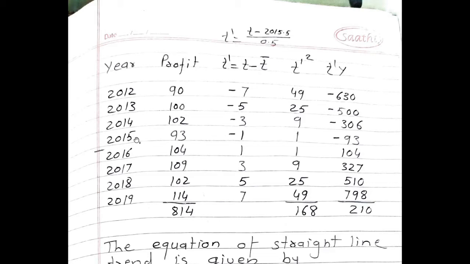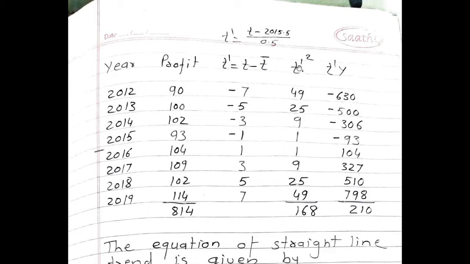2016 minus 2015.5 divided by 0.5 will give you 1. 2017 minus 2015.5 divided by 0.5 will give you 3. 2018 minus 2015.5 divided by 0.5 will give you 5. 2019 minus 2015.5 divided by 0.5 will give you 7. So we know that summation t dash must be equal to 0, then only we can solve the equations simultaneously.